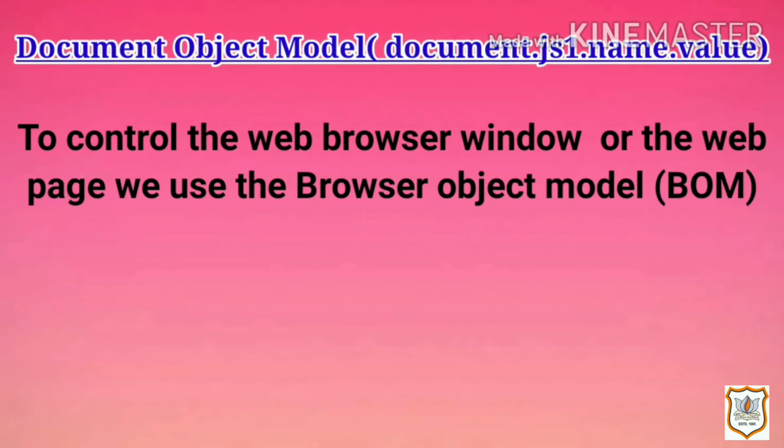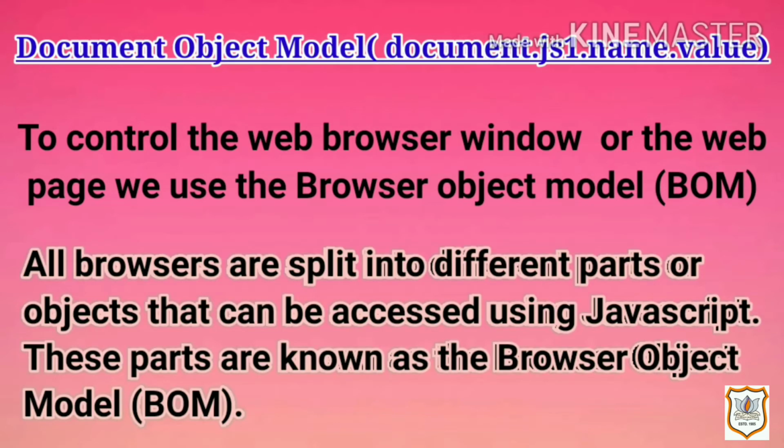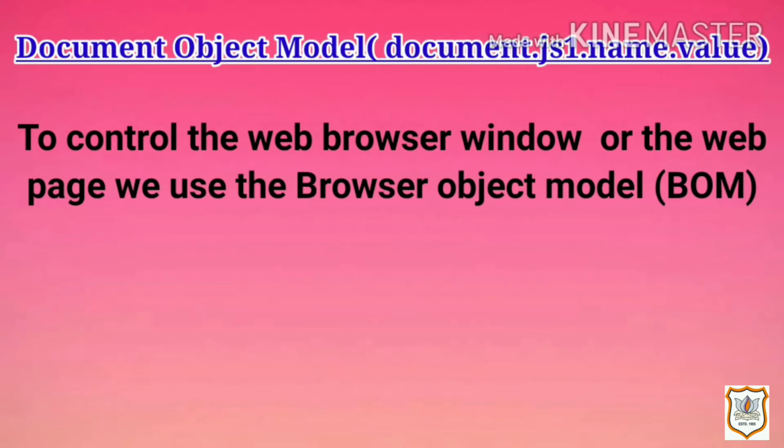Next is document object model. To control the web browser window or web page, we use the BOM. BOM stands for Browser Object Model. All browsers are split into different parts or objects that can be accessed using JavaScript. These parts are known as the Browser Object Model or BOM.